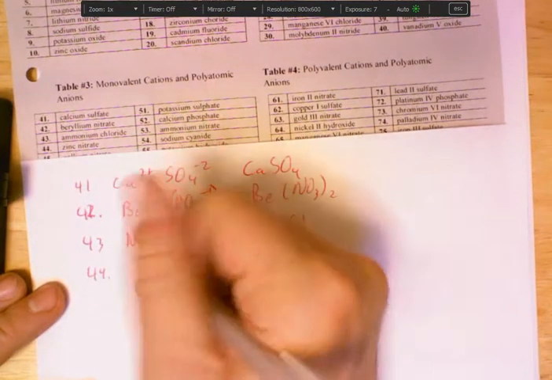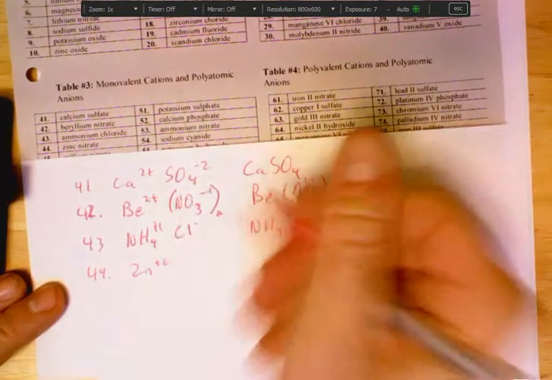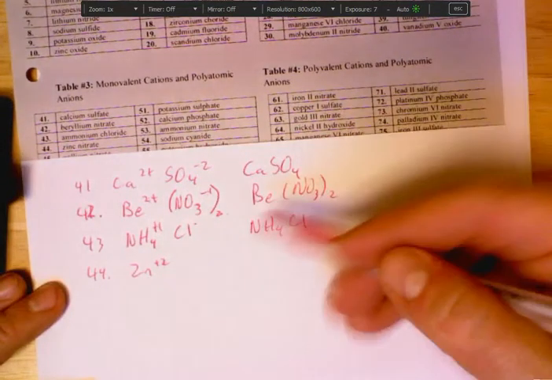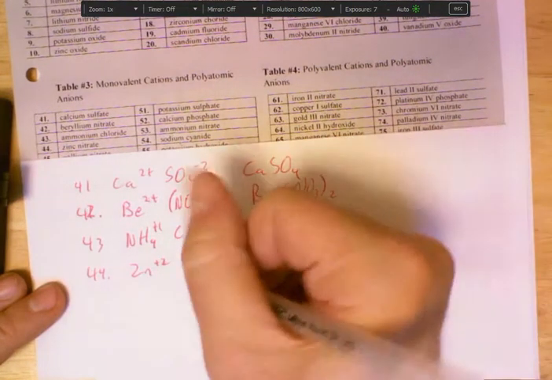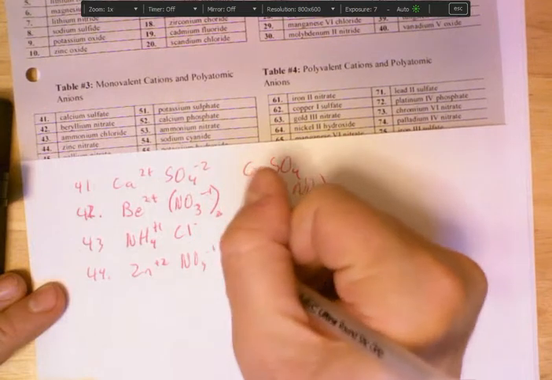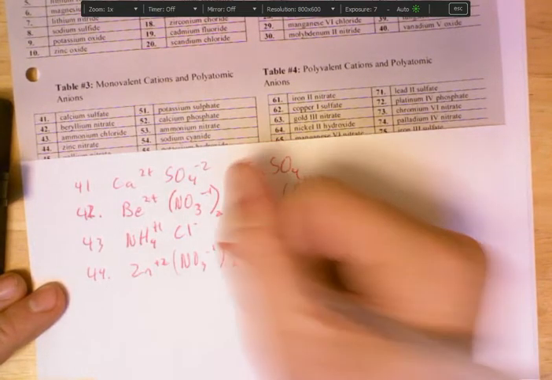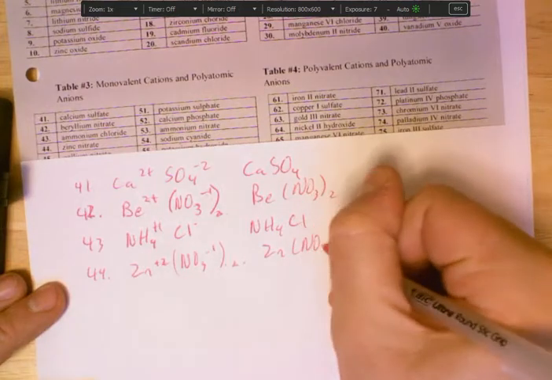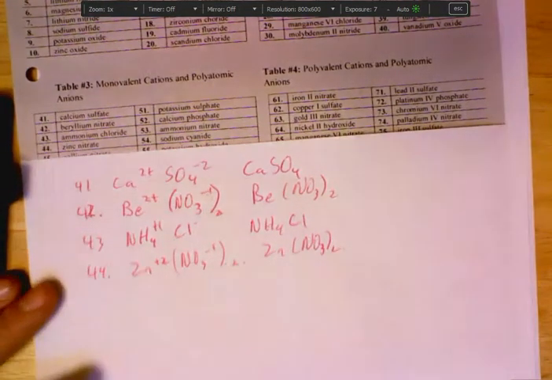So we look up zinc on the periodic table. Zinc is one of the transition metals that only has one possible charge, +2. And nitrate, well, we've already looked that up. It's just above here, NO3, -1. And again, we're going to need 2 of those nitrate ions to balance out each zinc ion. So Zn(NO3)2.